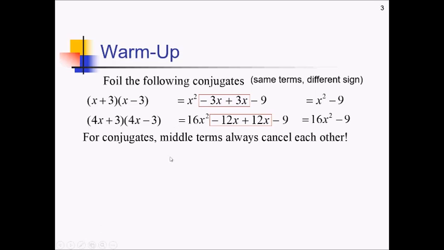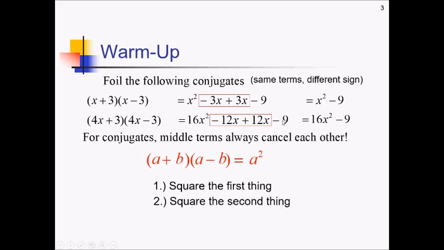So if we start with something in the form a plus b, a minus b, basically same terms but with opposite signs, we can do the following. So first thing we can do is square that first thing, square the a here. Notice that the x and the 4x both got squared over in the answer here. So we could call that a squared. We can square the second thing, which is pretty much what happened with the 3's. They became 9's, so that would be b squared.